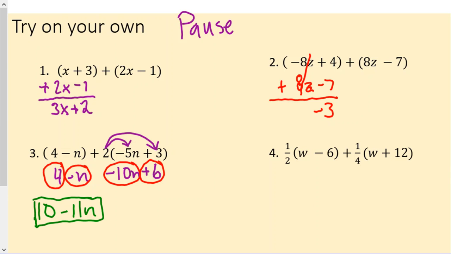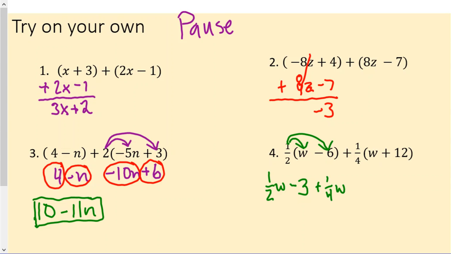Alright, the last one here, number 4. We have 2 terms outside of the parentheses that we will need to distribute. So I'm going to start with 1/2, and I'm going to distribute to that w and to the negative 6. So 1/2 times w would give me 1/2 w, and 1/2 times negative 6, so we're looking at what is 1/2 of negative 6, and that would be negative 3. And then we have 1/4 times w, and that would be plus 1/4 w.